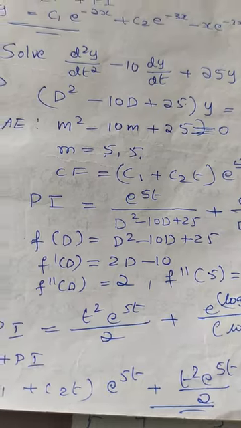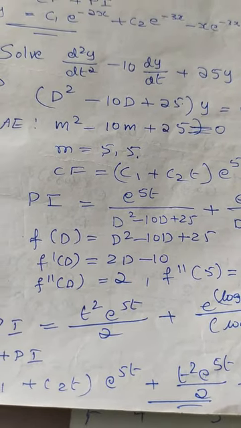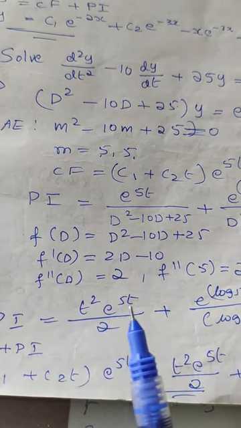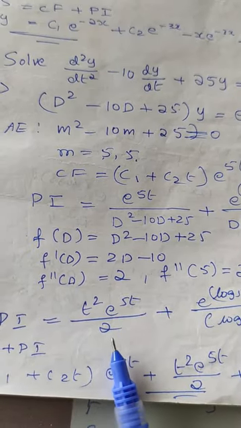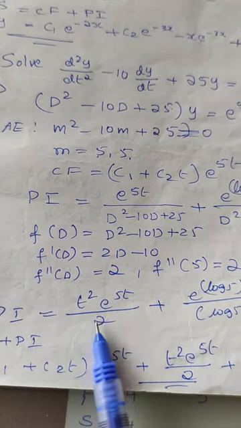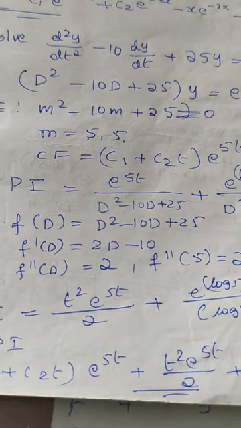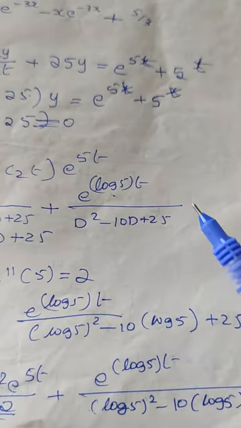Okay, suppose 5 repeats 2 times. In that case, t cube e power 5t divided by 2, right? Divided by whatever the non-zero quantity in the denominator. Okay. Now come to the second term.